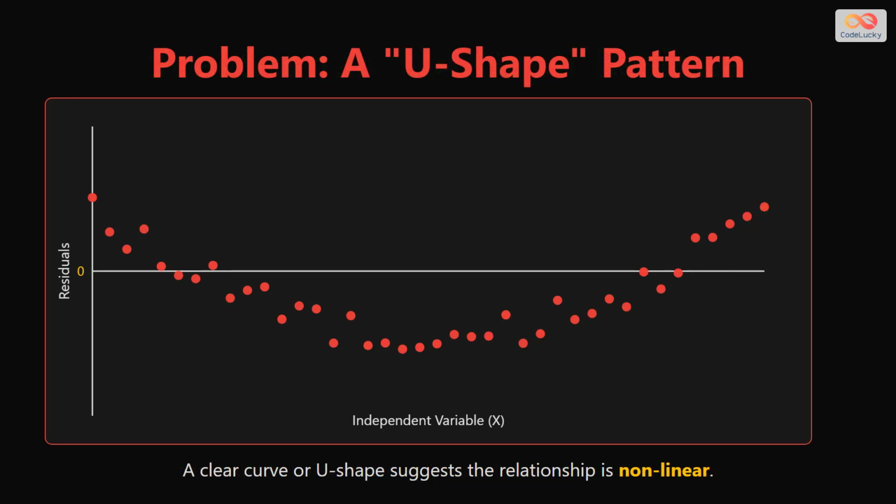Now, what if the plot isn't a random scatter? If you see a distinct U-shape or a curve in the residuals, this is a red flag. It indicates that the relationship between your variables is not linear. A straight-line model is not capturing the underlying curve in the data, so the errors are not random.